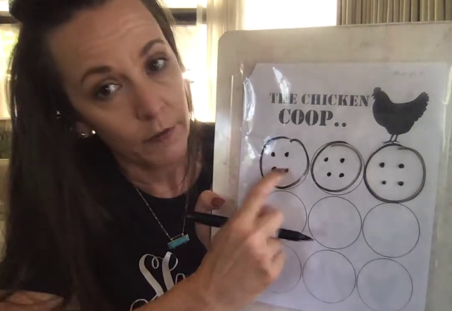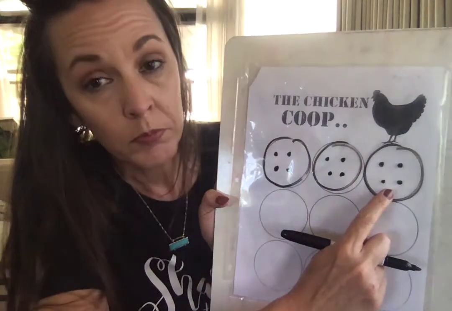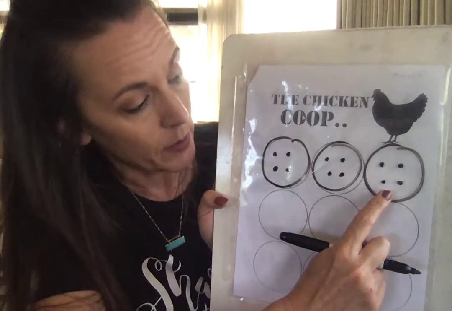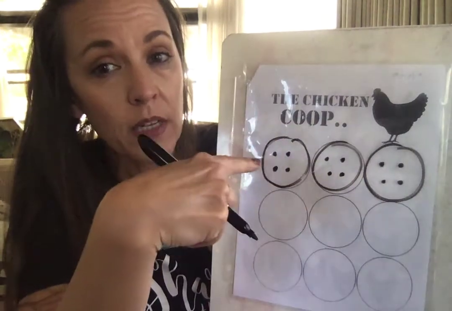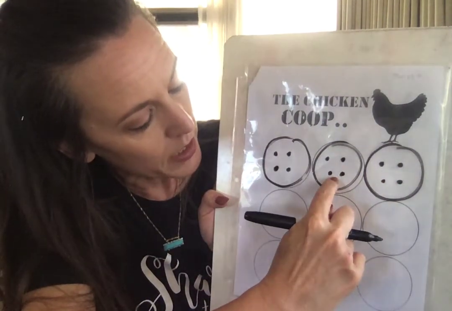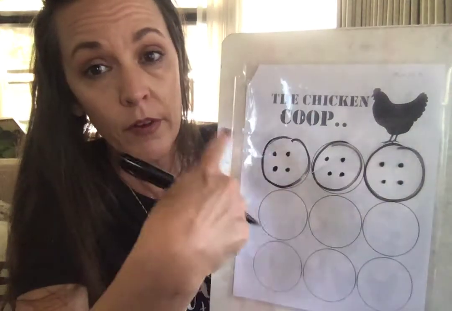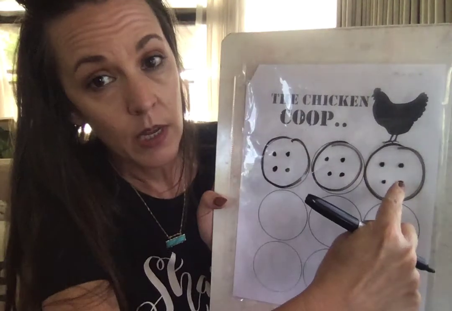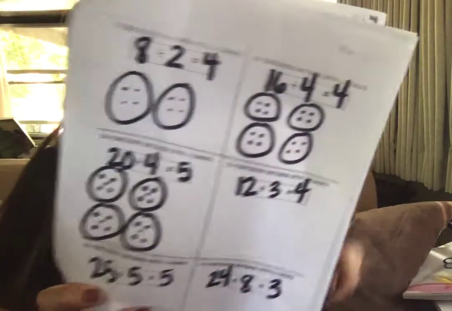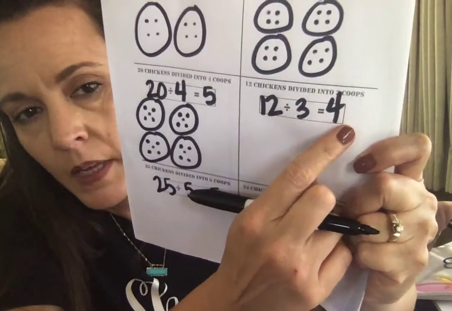1, 2, 3, 4. Is that an equal number in each coop? Yeah, I did a fair share. Everybody has the same amount. And if I put those all back together, would it give me my original 12? 4 plus 4 is 8, plus 4 more is 12. Yeah, so that's all 12 of them. I divided them into 3 equal groups, and that means there's 4 in each group. So you should record 12 divided by 3 equals 4.